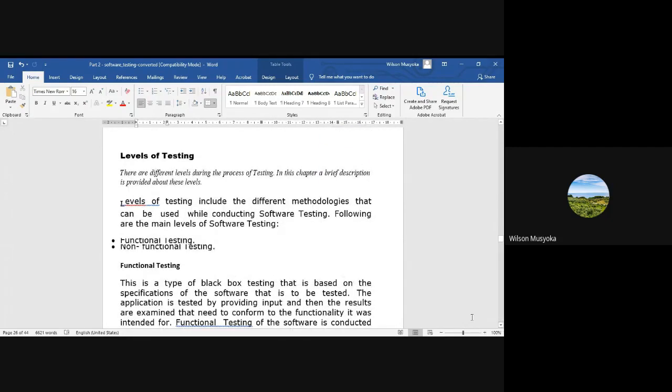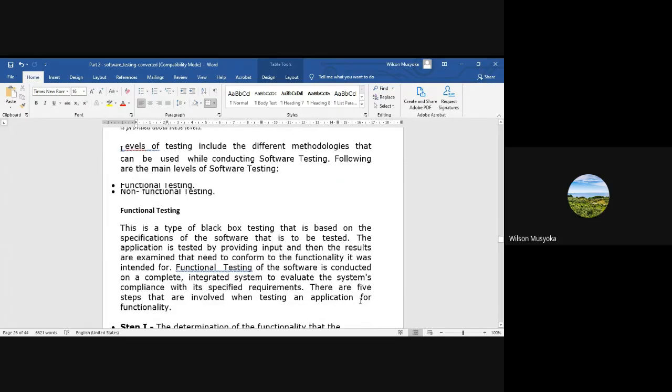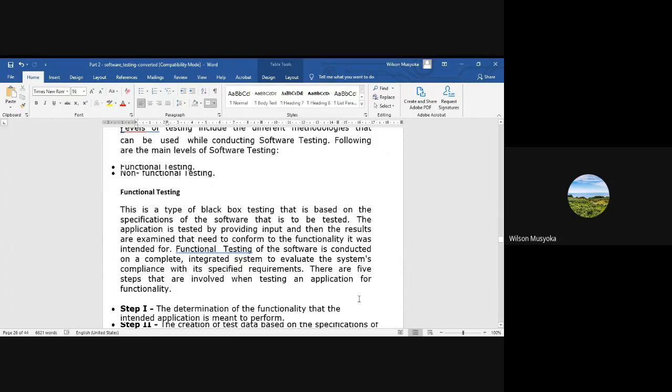Let us look at the levels of testing. When we are looking at the levels, we have the functional level and the non-functional level of testing. So at the functional level, we are looking at it in terms of a black box kind of testing, whereby we are looking at whether the software has achieved the functionality it was created for.